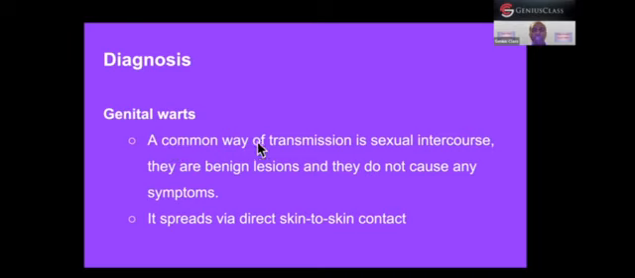Okay, a common way of transmission is sexual intercourse. So genital warts are commonly transmitted via sexual intercourse, but they can spread via direct skin-to-skin contact. These lesions are benign and they do not cause any symptoms, which is the same in this patient, only the swellings, nothing else. But it's a sign of a sexually transmitted infection, because she does not practice safe sex.